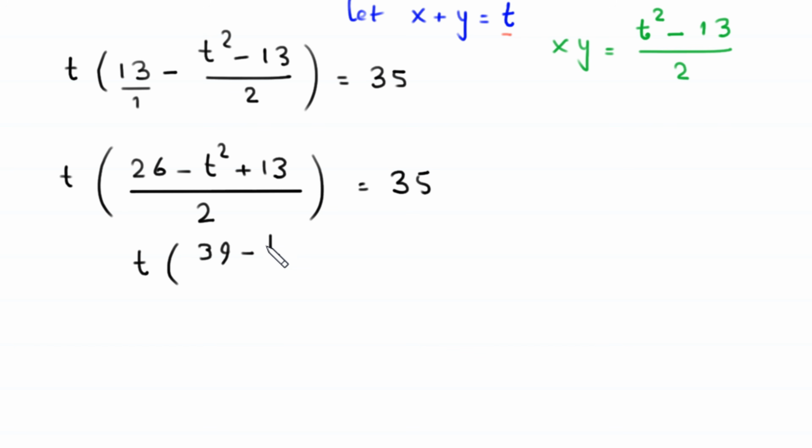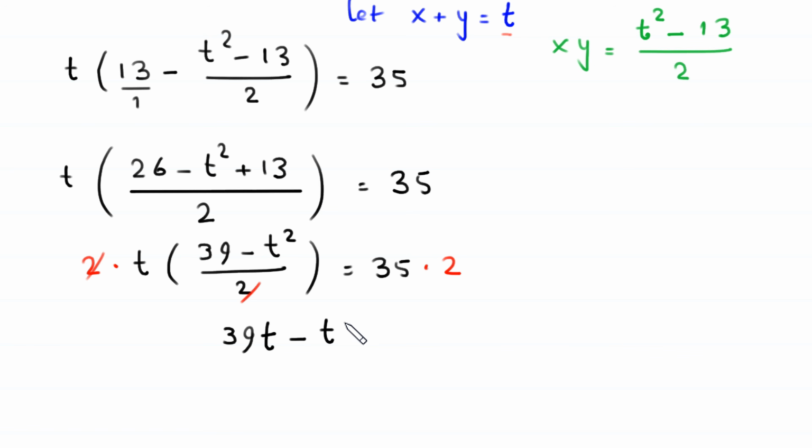Further simplified, this becomes t times 39 minus t squared divided by 2 equal to 35. Multiply both sides by 2, so the 2 cancels out, and we distribute t. T times 39 becomes 39t, and t times negative t squared is negative t cubed, equal to 35 times 2, which is 70. Moving these terms to the right hand side, t cubed minus 39t plus 70 is equal to 0.